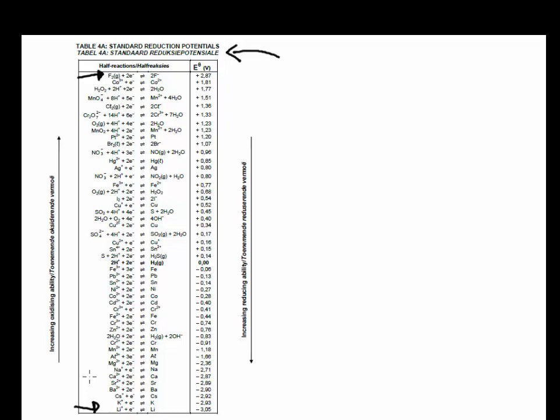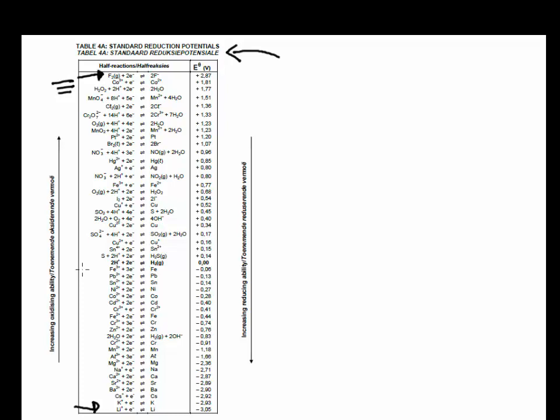So how we use this table is as follows. Fluorine at the top wants to go through reduction. We can see that fluorine is the strongest oxidizing agent, while lithium at the bottom really doesn't want to go through reduction. It is therefore our weakest oxidizing agent. And you'll see on the left-hand side of your table that there's an arrow that points upwards to indicate the increasing oxidizing ability, which means our strongest oxidizing agents are listed at the top and our weakest oxidizing agents are listed at the bottom. And this is now, of course, on the left-hand side as we read from left to right.